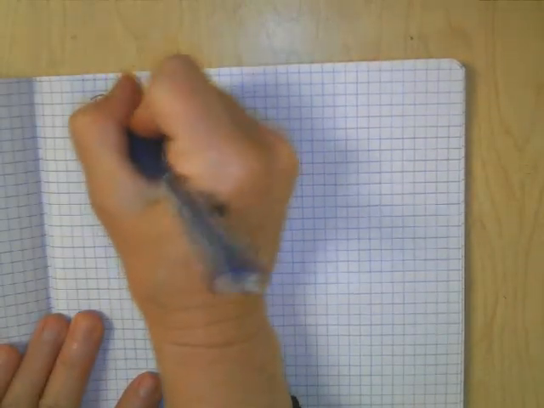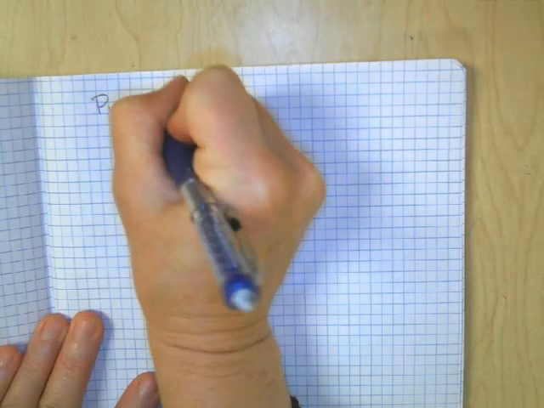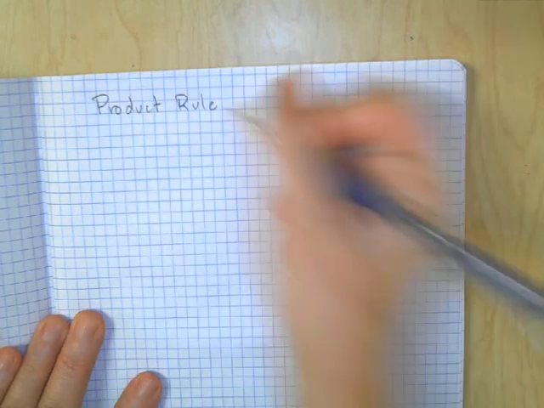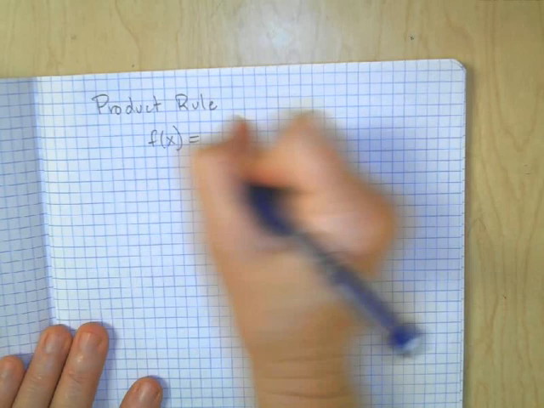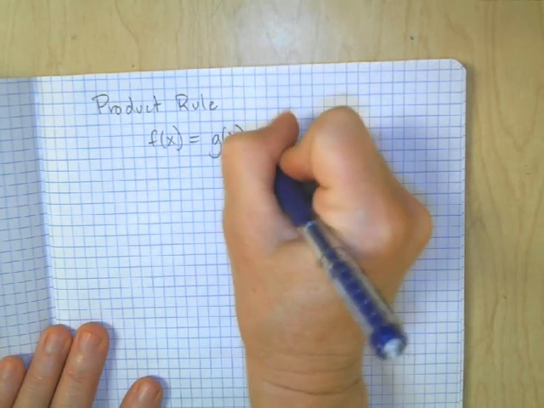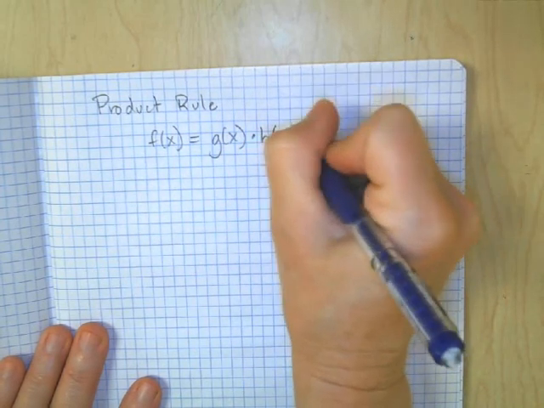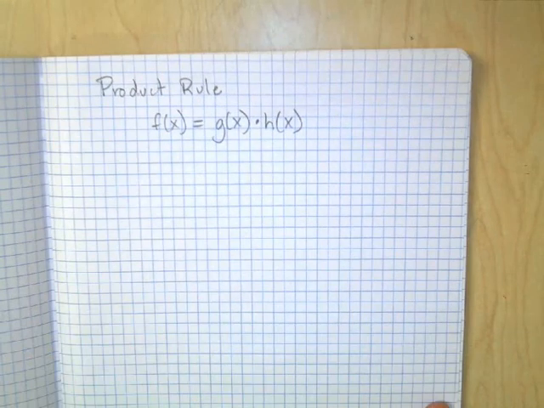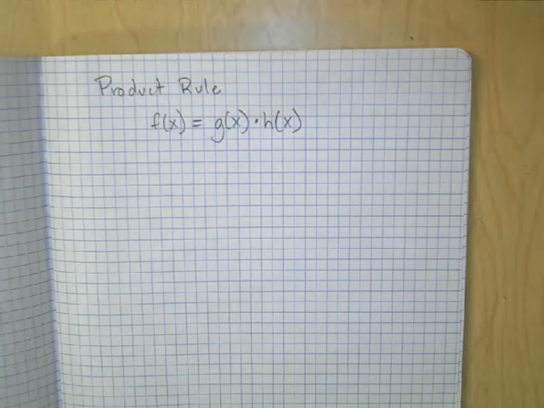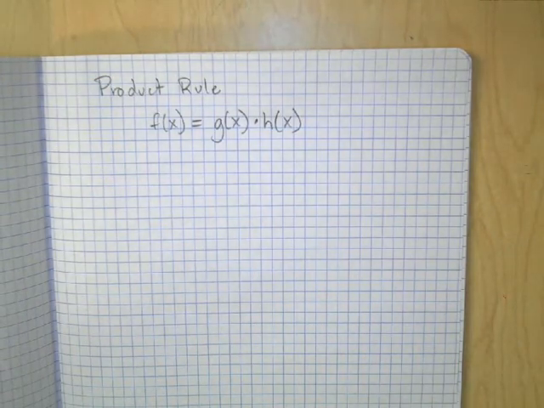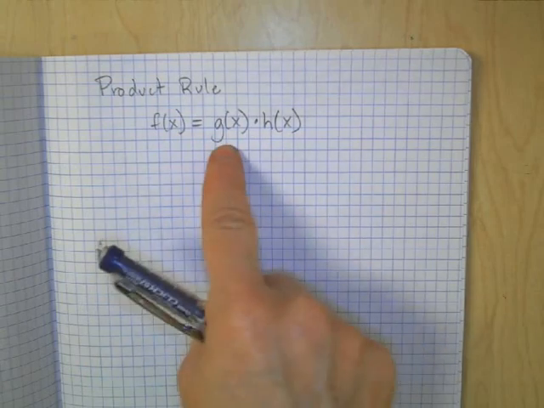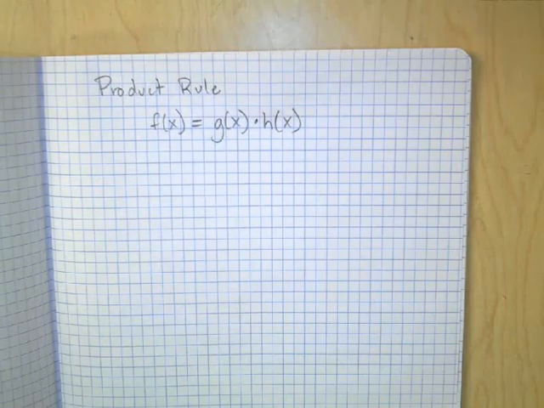So for the product rule, that is when you have, say, f of x is equal to g of x times h of x. So they're not nested inside of each other. They're actually two functions that are being multiplied together. When you have two functions being multiplied together, you have to take the derivative of each of them and then do that cross-multiplying and adding them together.